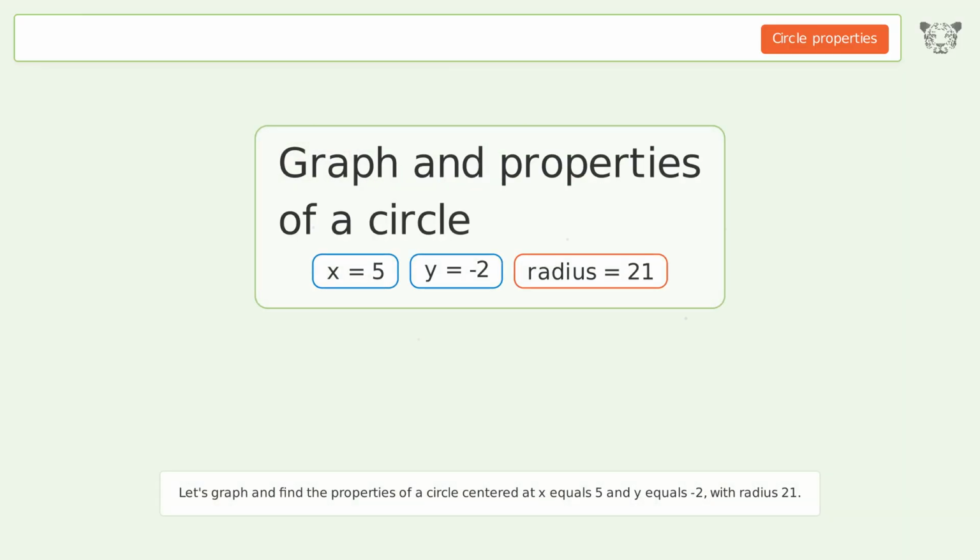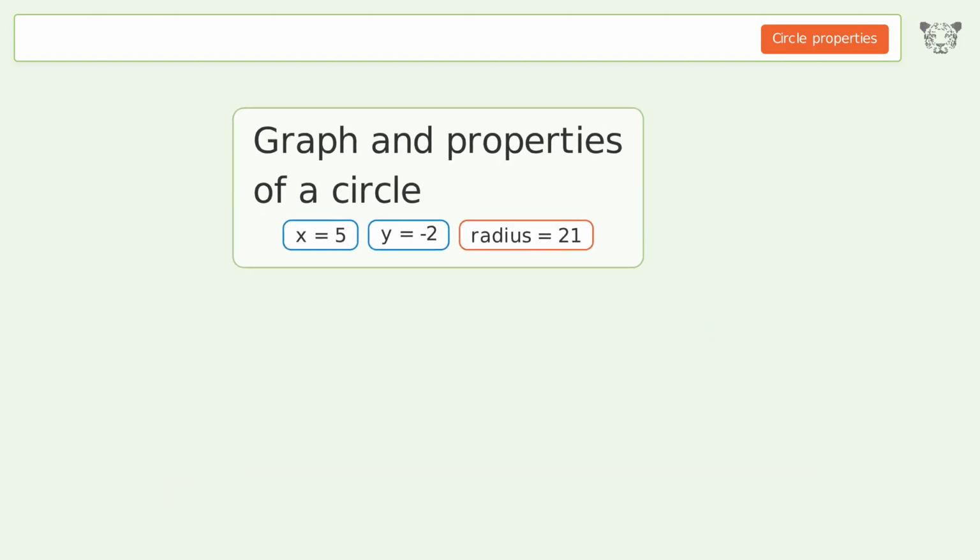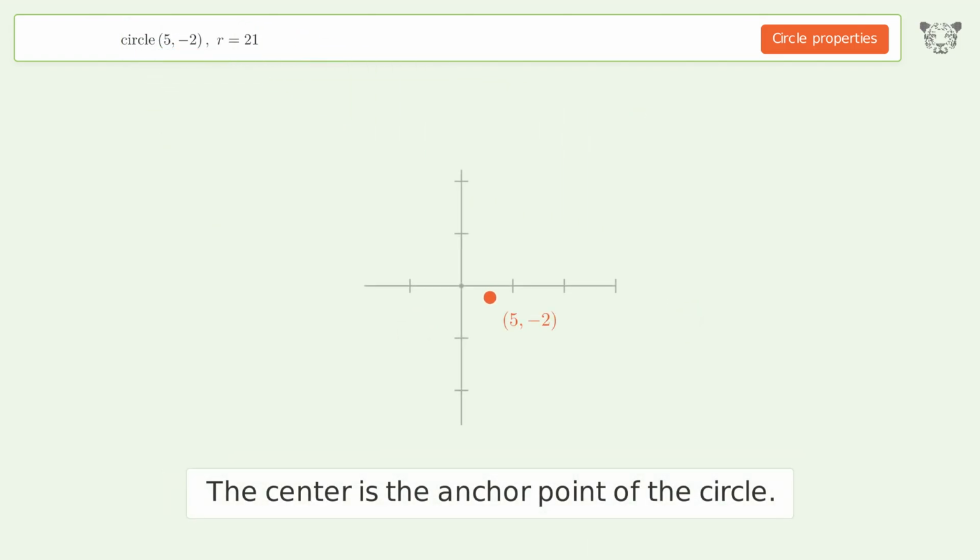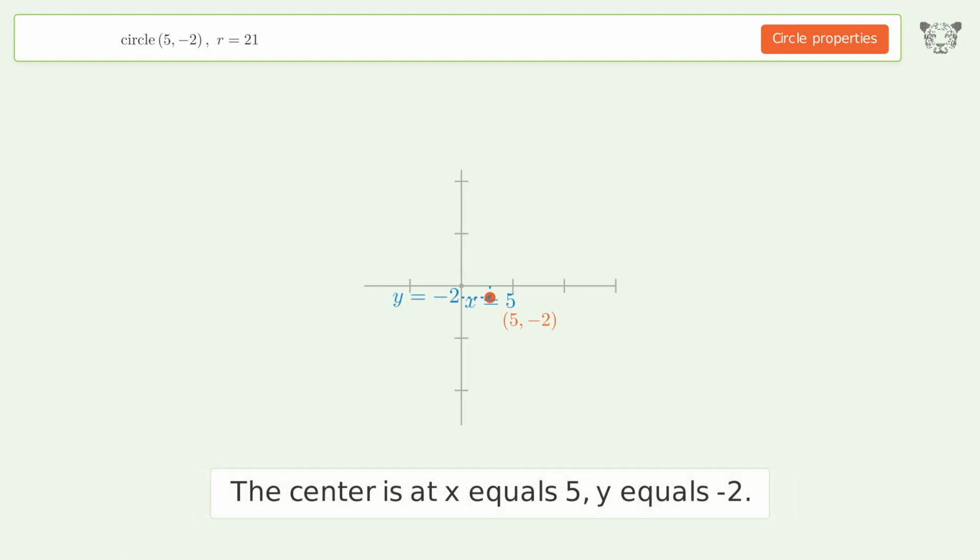Let's graph and find the properties of a circle centered at x equals 5 and y equals -2, with radius 21. The center is the anchor point of the circle. The center is at x equals 5, y equals -2.